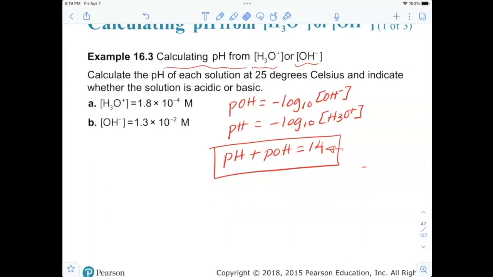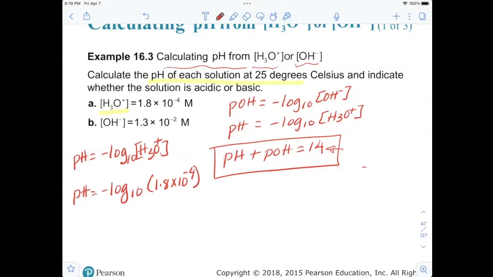The first one is asking you to find the pH of each solution at 25 degrees. We're given H3O plus, so we can plug that into the pH formula. pH equals negative log base 10 of H3O plus, once you have the concentration. pH is equal to negative log base 10 of 1.8 times 10 power negative 4. I need to write this correctly.